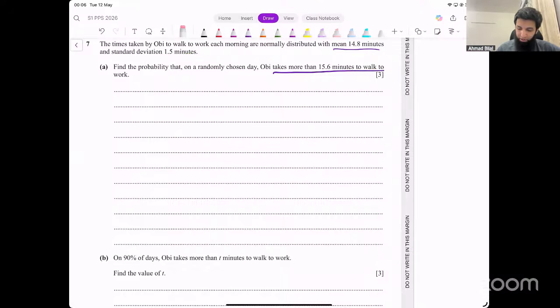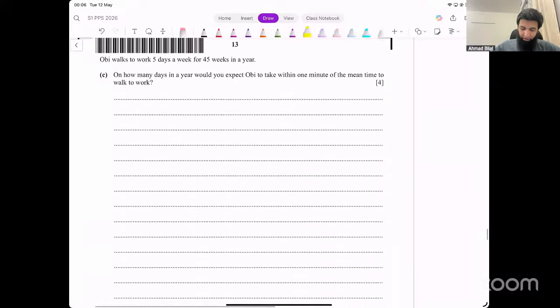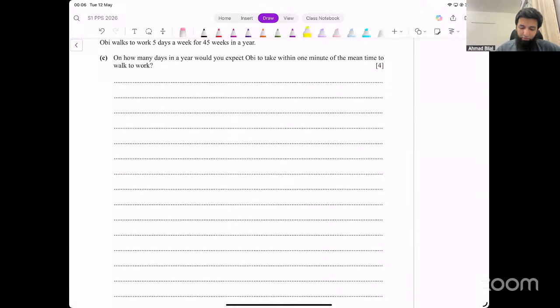ओके, तो फर्स्ट पार्ट आपने कर लिया, ये प्रोबेबिलिटी निकाल ली, ये ईच मॉर्निंग का आपके पास डेटा है, मीन एंड स्टैंडर्ड डेविएशन, ये भी आपने फाइंड कर लिया। अच्छा, अब वो कहते हैं he works to work 5 days a week for 45 weeks in a year, 45 weeks 5 days, on how many days in a year would you expect him to take within 1 minute of the mean time to walk to work?